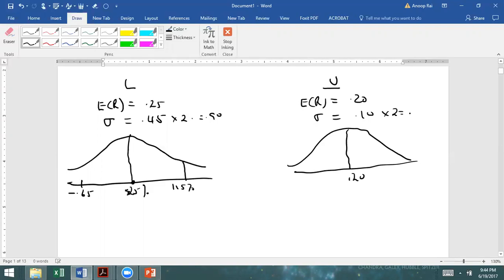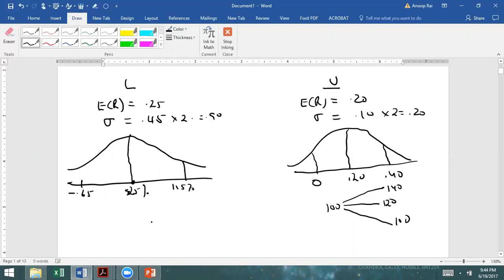2 times standard deviation is 0.20, so it could go up as high as 0.40, or it could go as low as 2. So if she had a stock of 100, she would probably reach 120, but it could go up as high as 140, or it could just remain as 100.